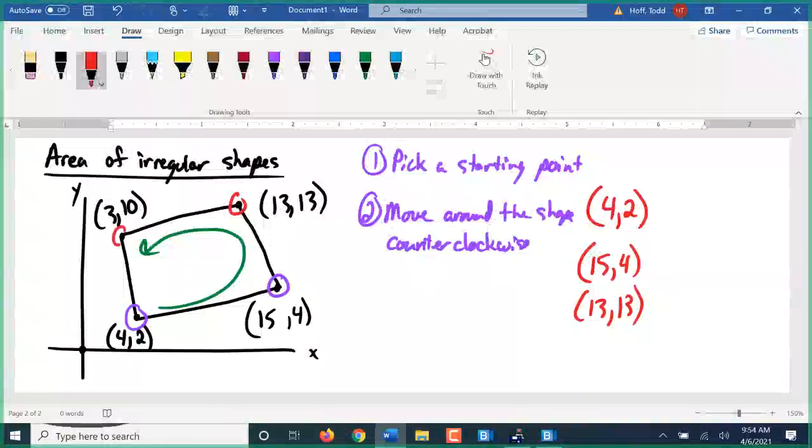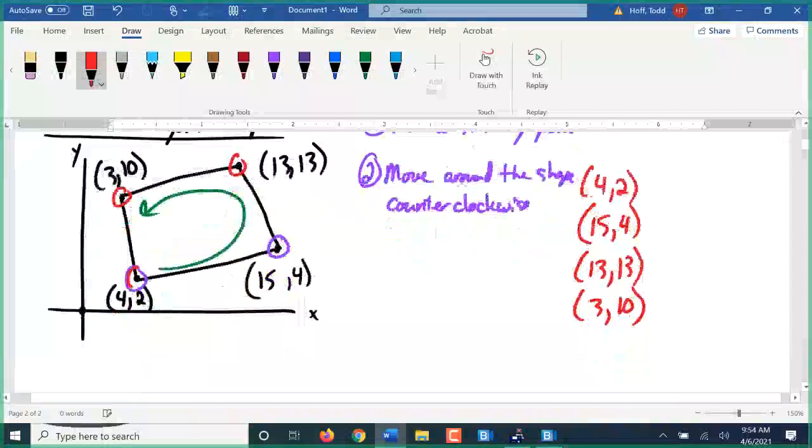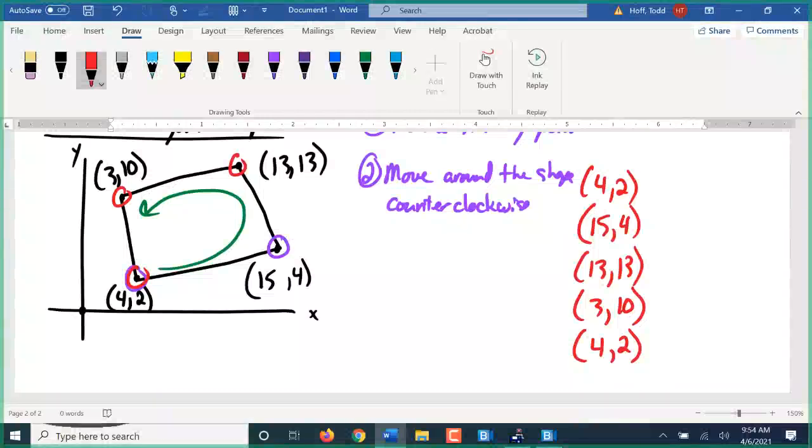Then we hit the 3, 10. And it's called closing the loop. We have to close the loop to get back to where we started. So that would take us back to 4, 2 here. If we don't close the loop, we won't get a closed area or closed shape. So whatever point we started at is what we have to end with.